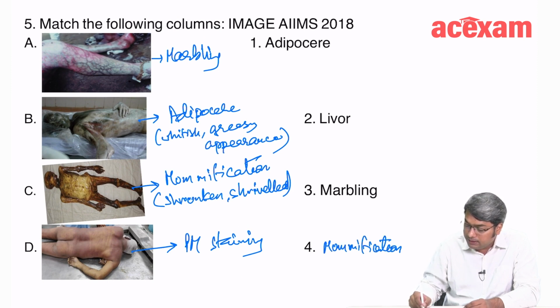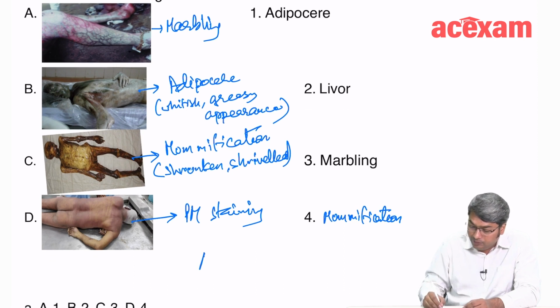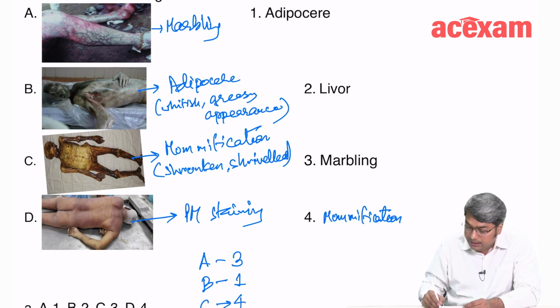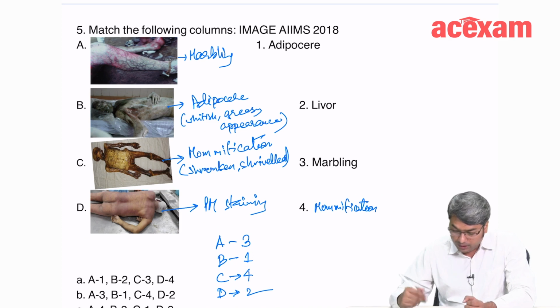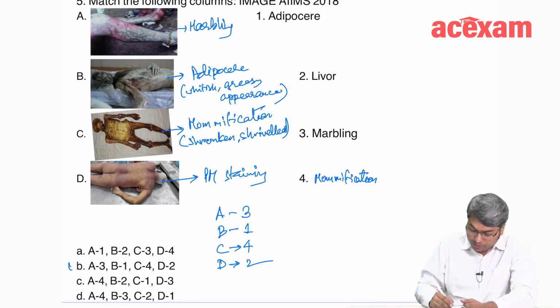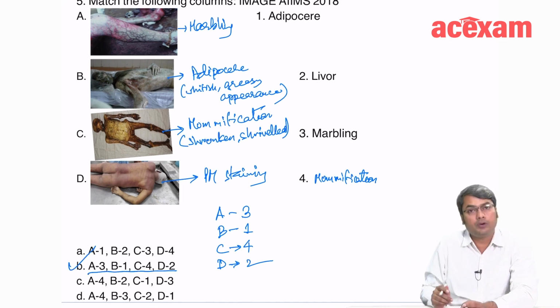So, if I want to match these two columns, then A will be 3, B will be 1, C will be 4 and D will be 2. So, in this question the correct answer is option B, that is A3, B1, C4 and D2.